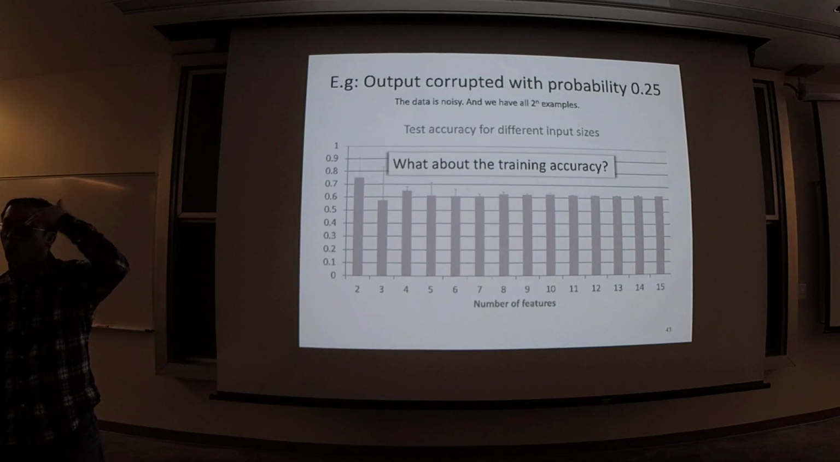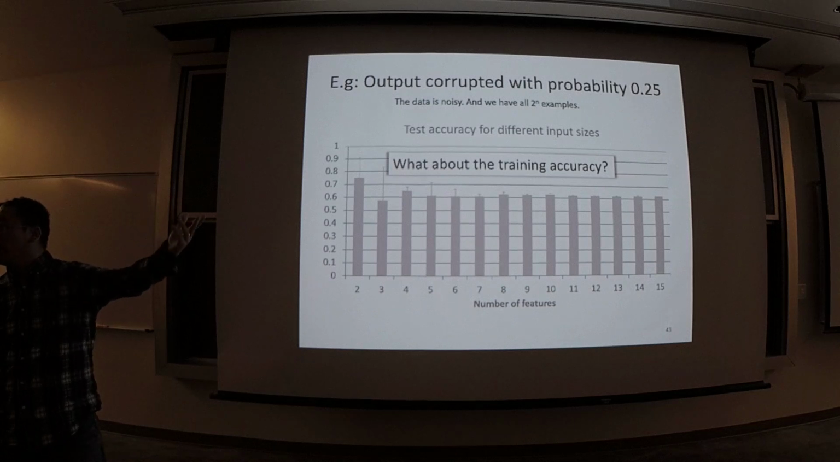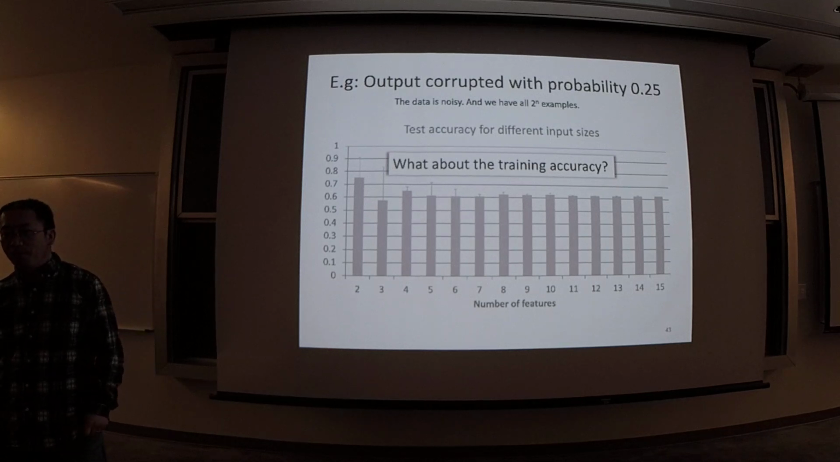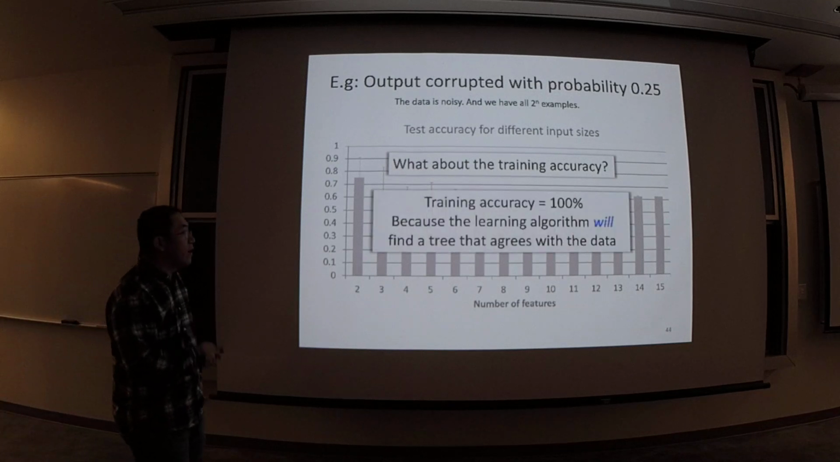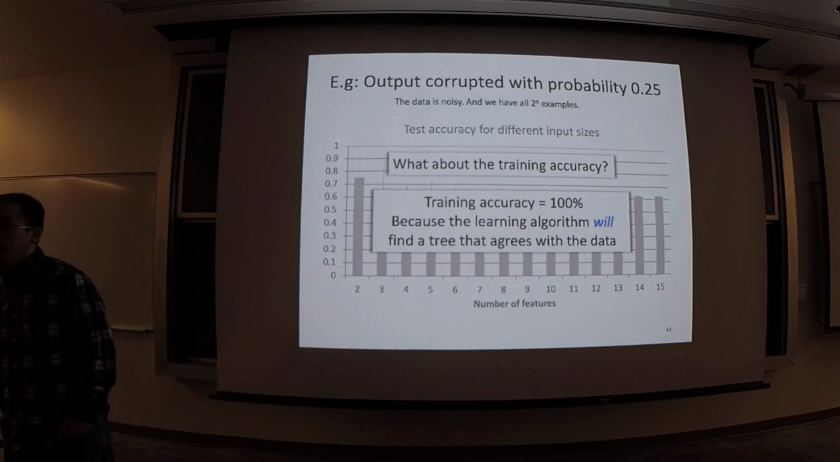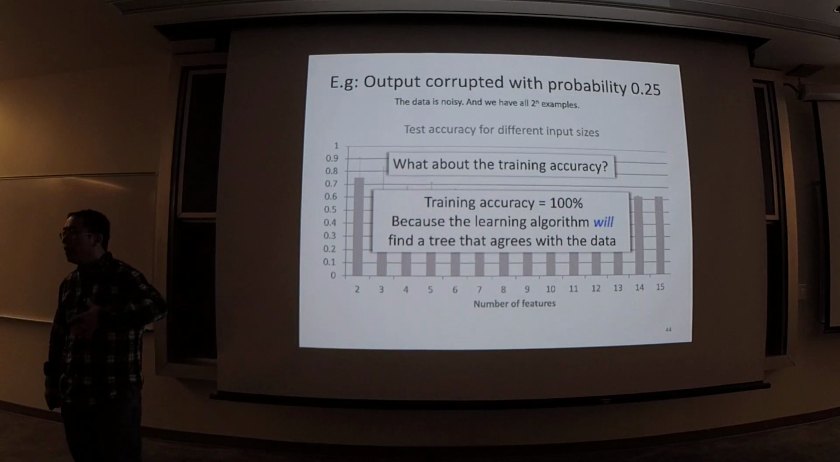You can consider when the tree stops growing, right? When all the subsets of examples have a unique label. That means it can perfectly predict every label of the training examples. So the training accuracy is always 100%, no matter whether you have noises in your data or you don't.